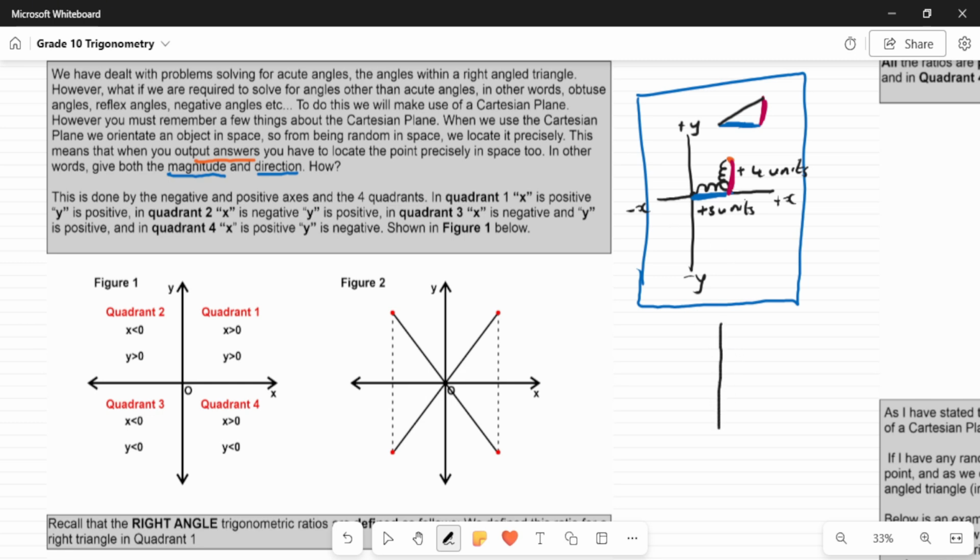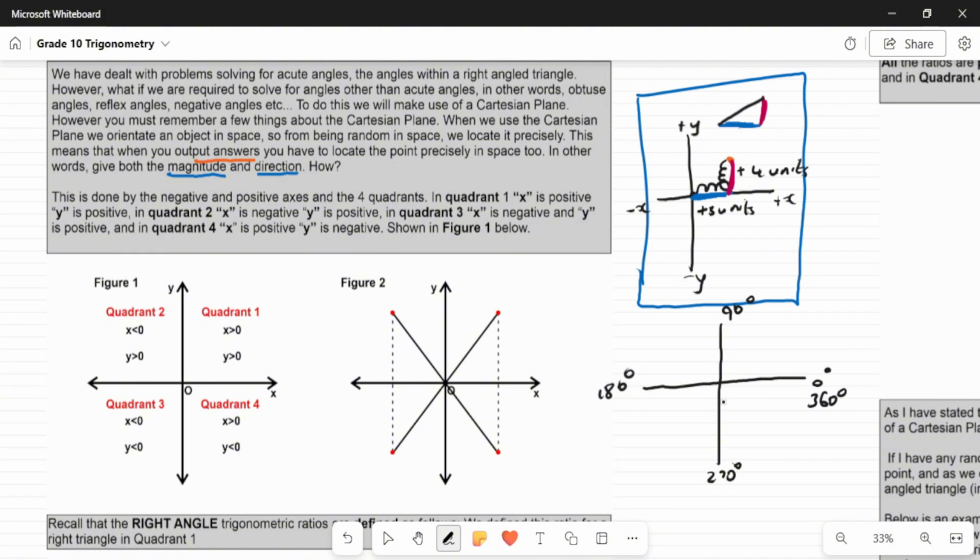So how does the Cartesian plane enable us to solve for angles other than acute angles? Acute angles are angles between 0 and 90 degrees. Then 90 to 180, 180 to 270, and 0 and 360 is the same. So we solve for angles only in this first quadrant. What the Cartesian plane enables us to do is solve for angles like this angle, which is bigger than 90 degrees, like this angle, which is bigger than 180 degrees, and angles in here, which is even bigger than 270 degrees.